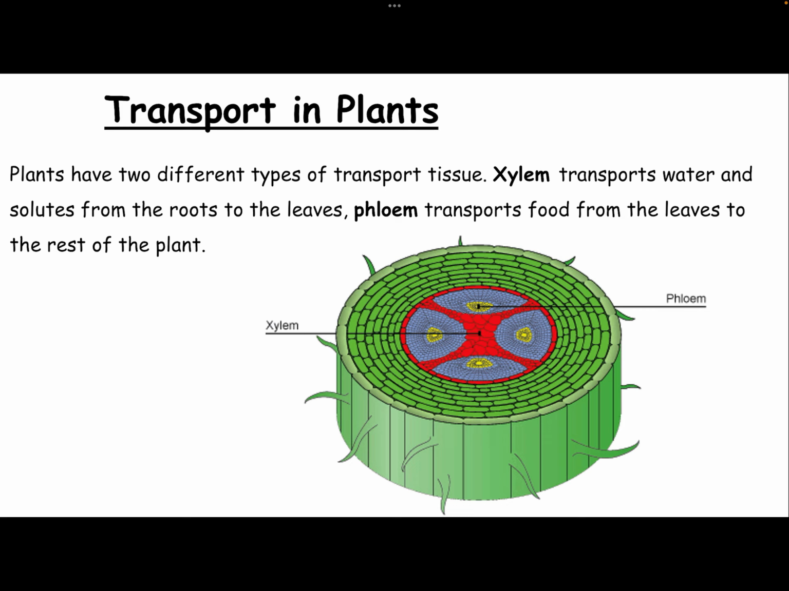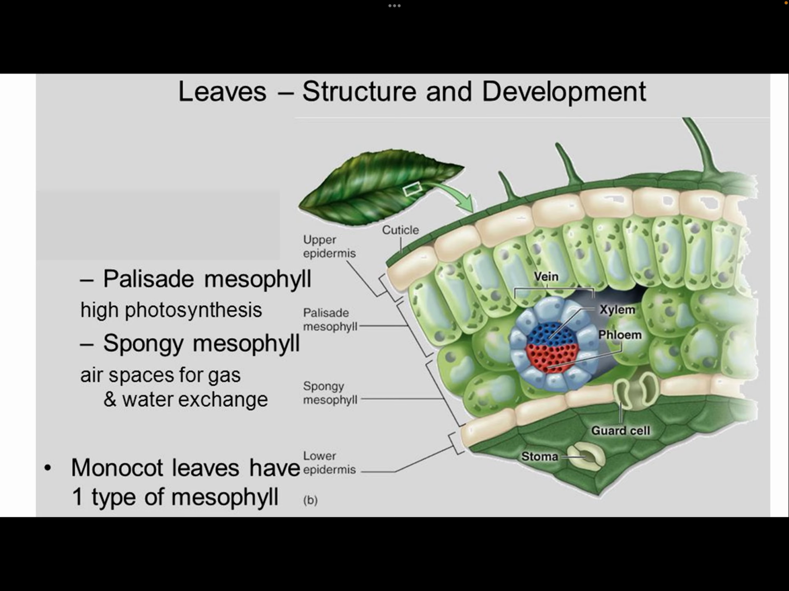Transporting plants. Plants have two different types of transport tissue. You have the xylem, which transports water and solutes from the roots to the leaves. Phloem, on the other hand, transports food from the leaves to the rest of the plant. So you can see where the phloem is here. There it is. So you have them within the stem of the plant. And the xylem, you can see it there as well. The xylem is concentrated more to the center and the phloem around it.